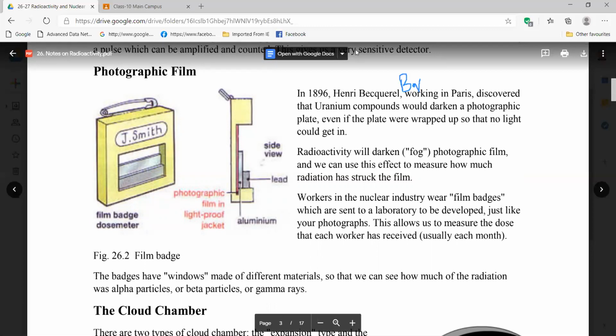Photographic film. Moshi, is your network okay? Yes, sir, it is fine. Then you continue this part. Photographic film. Sorry. Yeah. Okay, sir. Hello, sir. Yes, I'm getting you. Please continue. Okay, sir.